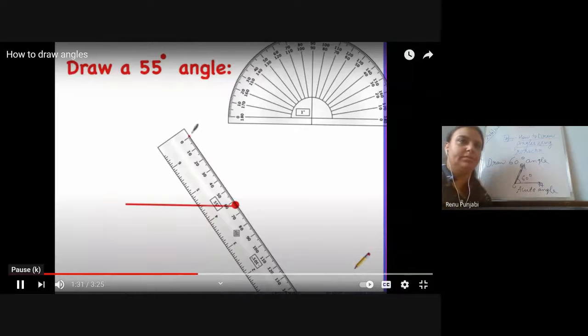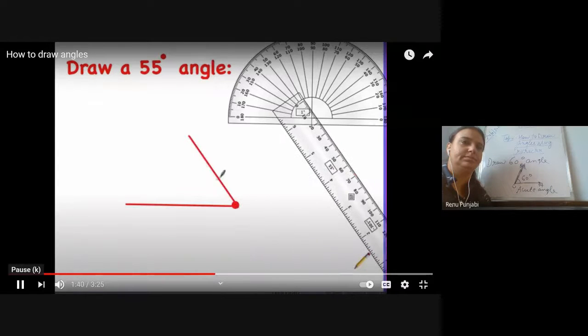Now I'll draw a line from my dot to the vertex, move my straight edge away, draw my directional arrow, and I've made a 55-degree angle. Let's try the same process with an obtuse angle.